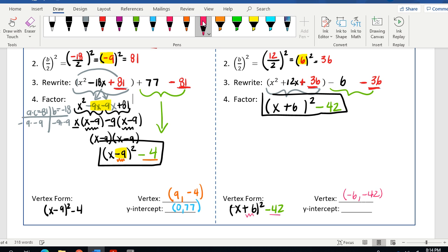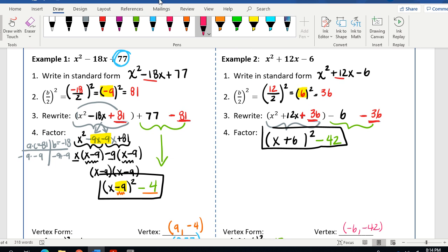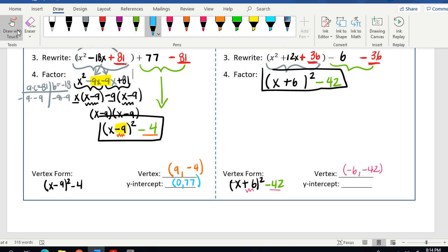and negative 42. And to find my y-intercept, I'm going to come back up to my standard form, and it is my c value, which is negative 6. So I'm going to come down here and write the coordinate point, 0, negative 6.